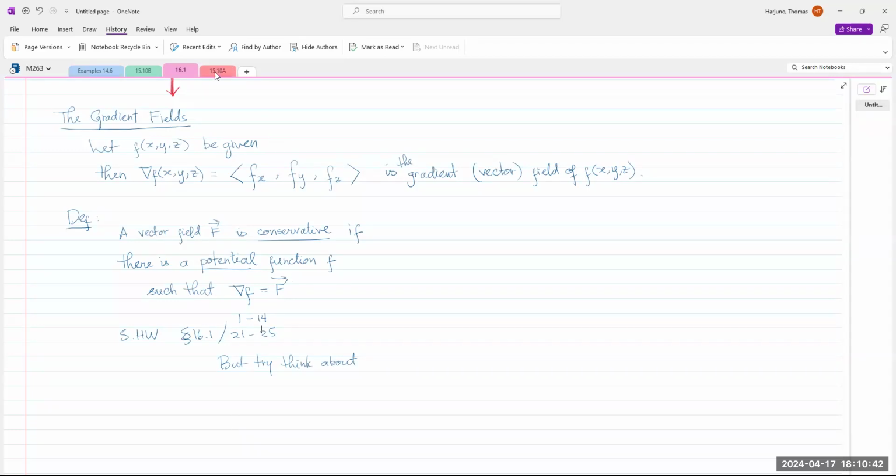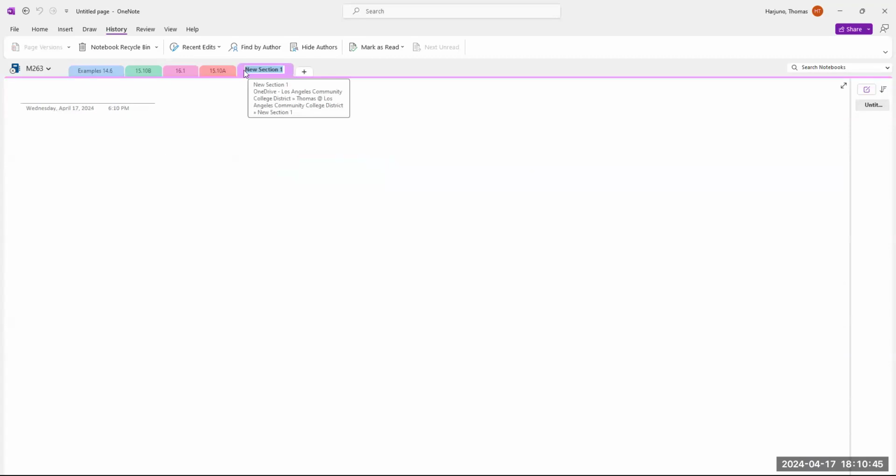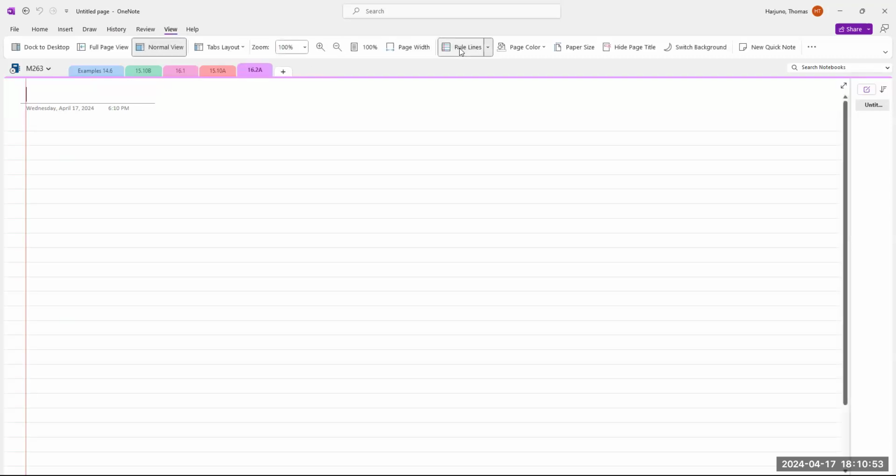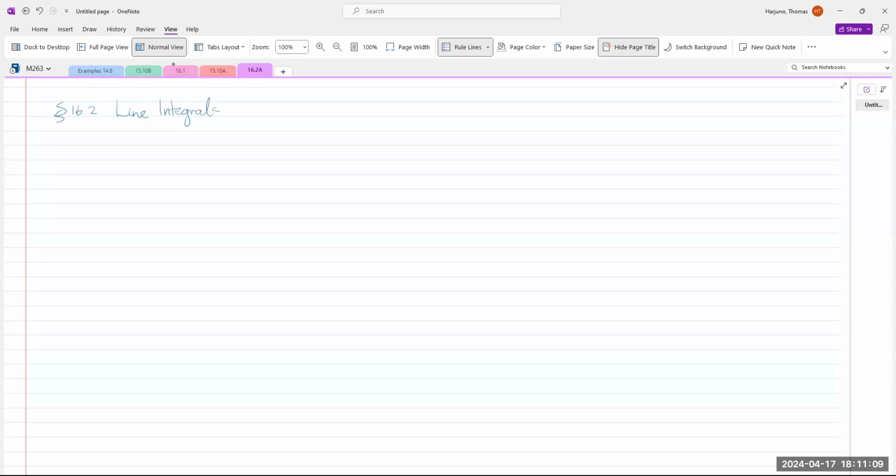Okay, let's move on to 16.2. This 16.2 is quite a long section, so that's why I want to cover that right now. 16.2 is on line integrals. While they call this line integrals, it's supposed to be an integral with a curve as the domain.